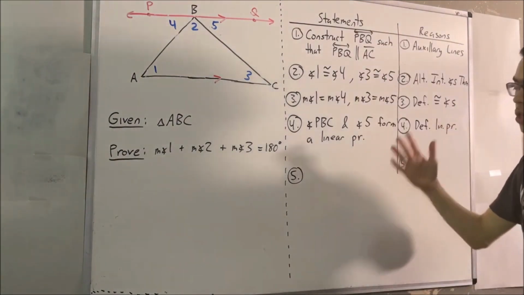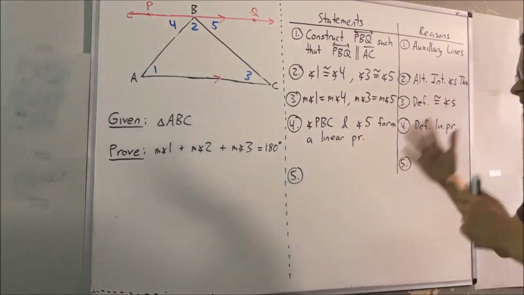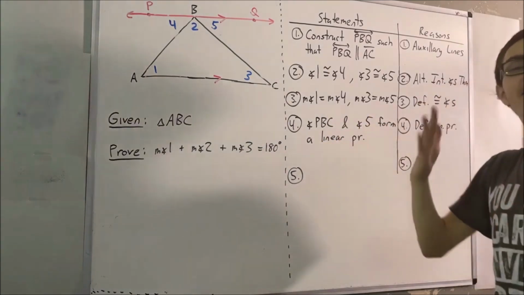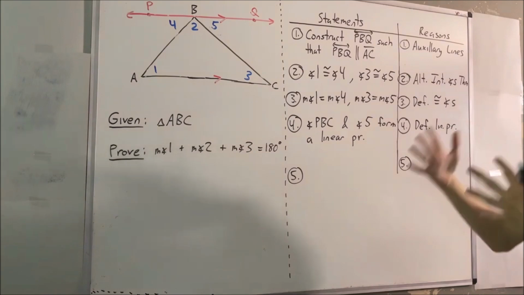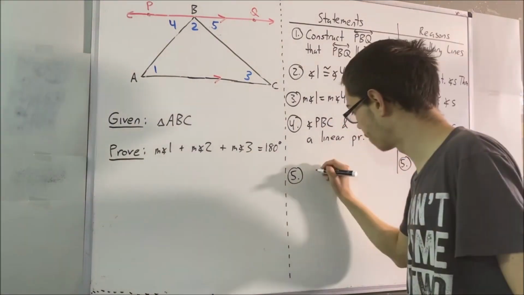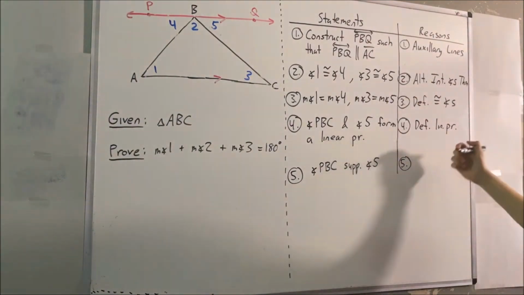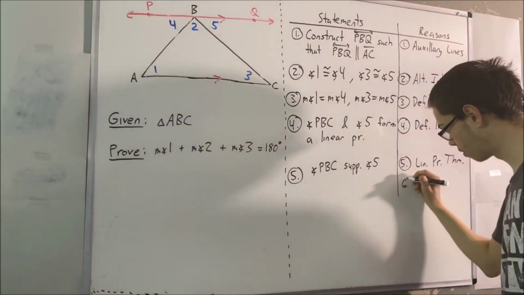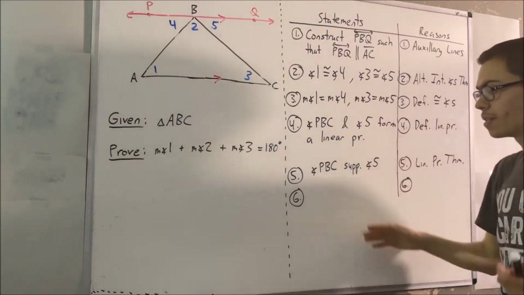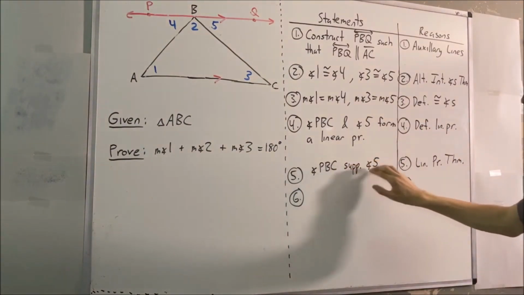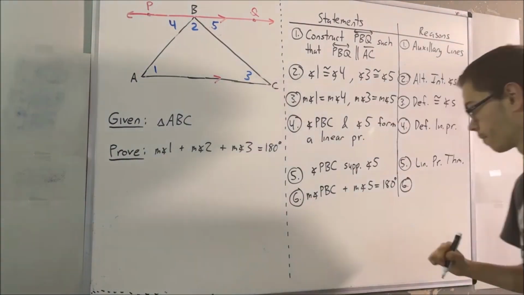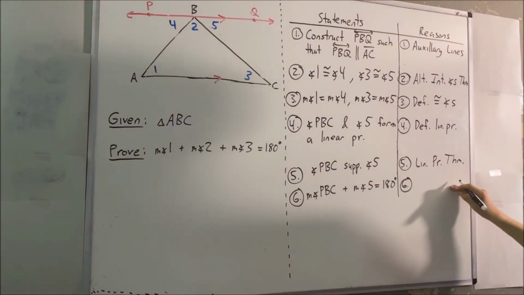And if you recall the linear pair theorem, that says that if 2 angles form a linear pair, then they must be supplementary. So we also know that angle PBC is supplementary to angle 5. Again, that's the linear pair theorem. And by the definition of supplementary angles, we know that the sum of the measures of these 2 angles must add to 180 degrees. And this comes from the definition of supplementary angles.